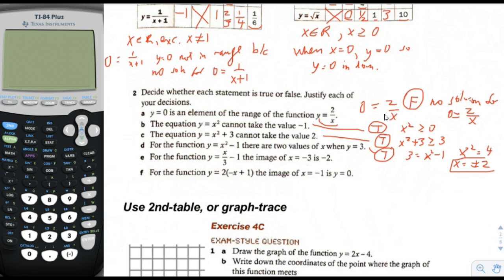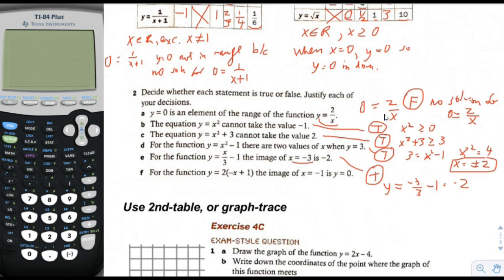Okay? E. For the function y equals x divided by 3 minus 1, the image of x equals -3 is -2. Okay, so let's test that out. Let's put x equals -3 in for that function. So we'll have -3 divided by 3 minus 1. And what does that give us? Y equals -1 minus 1, -2. Okay, so yeah, that worked. So it's true.